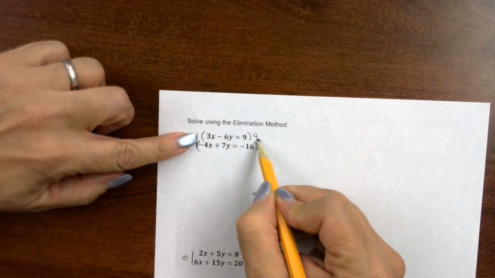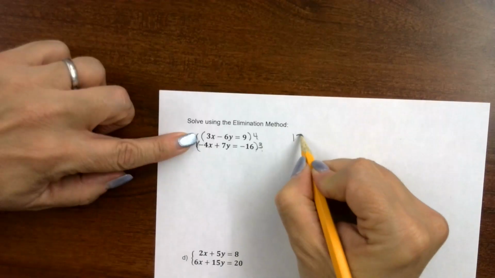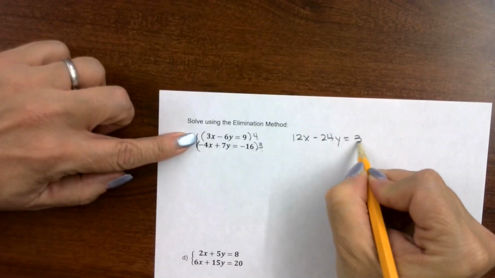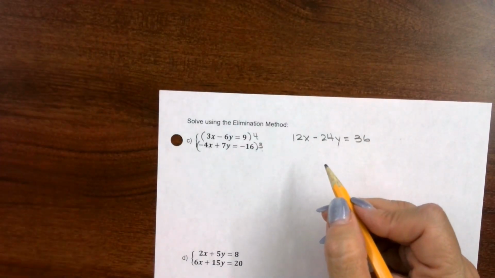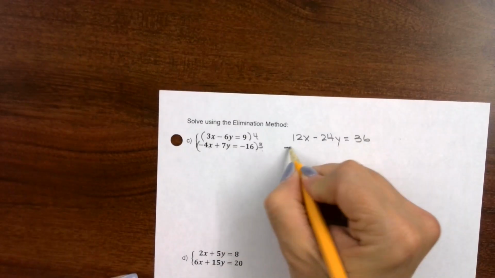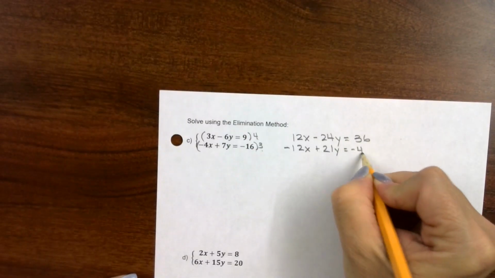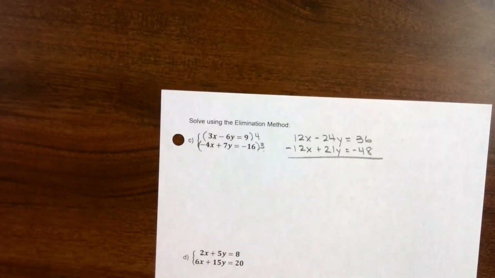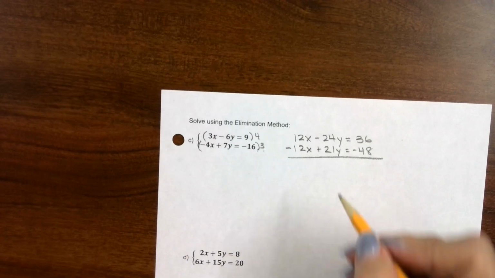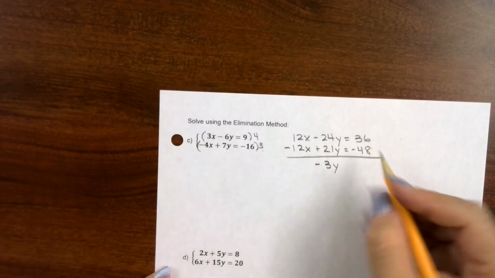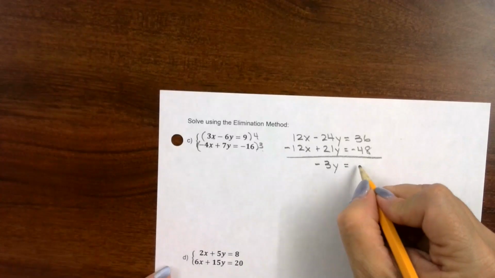So I'm going to distribute this 4 to both sides of the equation. 12x minus 24y equals 36. And then on the bottom, what I have is minus 12x plus 21y equals negative 48. Okay, now I'm going to add these up. As I add this up, this becomes negative 3y because these cancel out. And then on this side, I'm going to have negative 8.